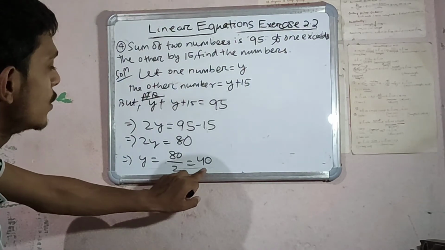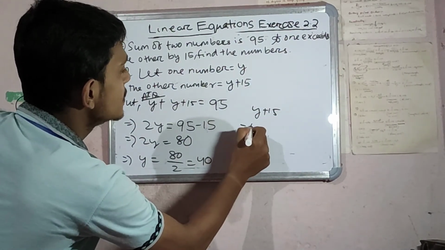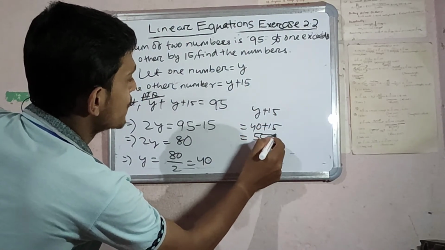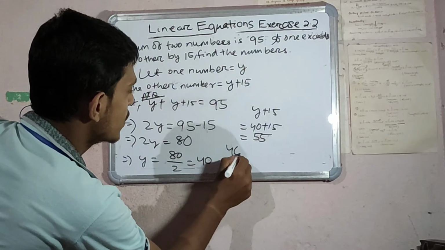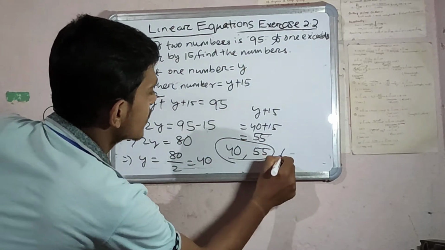If y is equal to 40, the other number is y plus 15, that is 40 plus 15, that is 55. So one number is 40 and the other number is 55. This is the answer.